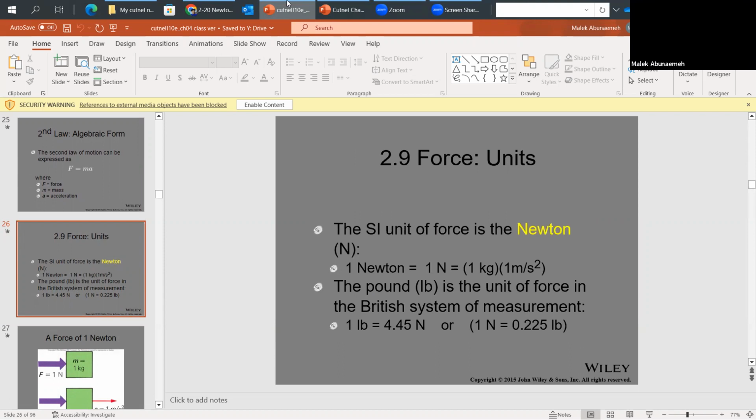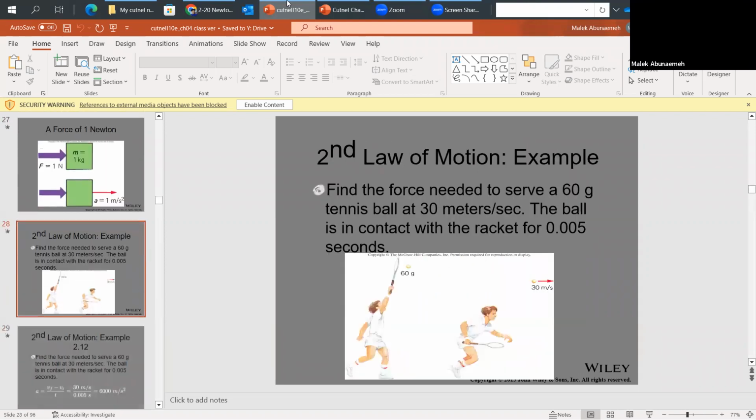So let's go ahead and do an example. Find the force needed to serve a 60-gram tennis ball at 30 meters per second. The ball is in contact with the racket for 0.05 seconds. So let's go ahead and write down our information for this question.